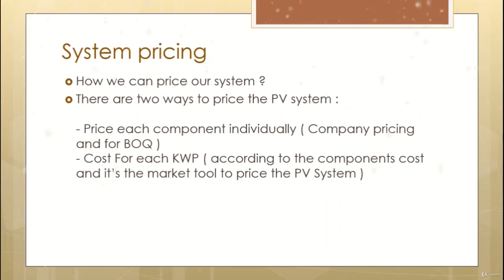And the cost for each kilowatt peak depends on the component's cost, and it's the market tool to price the PV system. So inside the PV companies, we price the system by its components, then use the cost for each kilowatt peak as a selling price. So if we have a 4 kilowatt peak system, for example, and the cost for each kilowatt peak is 700, then 700 multiplied by 4, we get 2800 selling price.